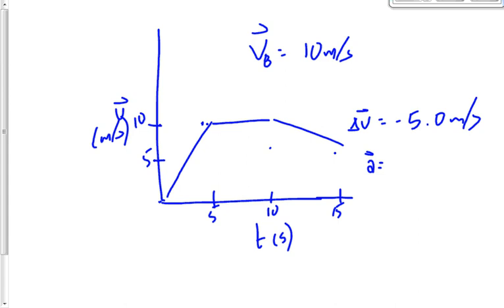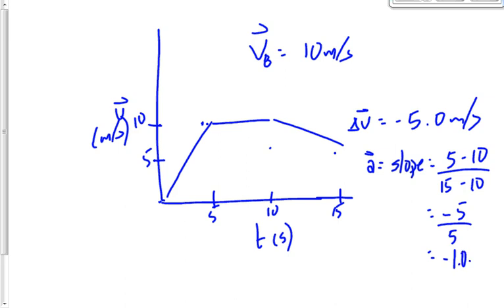Starts with an S. It's the slope. The slope is going to be y2 minus y1 over x2 minus x1. It's going to be 5 minus 10 over 15 minus 10. That gives me negative 5 over 5. The slope is going to be equal to negative 1.0 meters per second squared. So the acceleration would be negative 1.0 meters per second squared. It's slowing down at 1.0 meters per second squared.